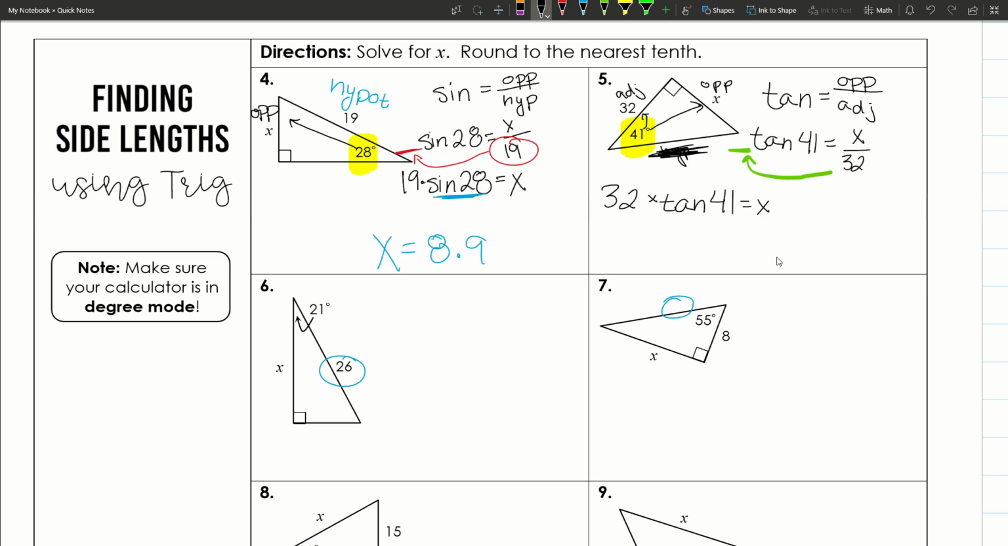So let's flip back to our calculator. We have 41 and then the tangent button times, what number was it? 32. So times 32, and we end up getting 27.8.